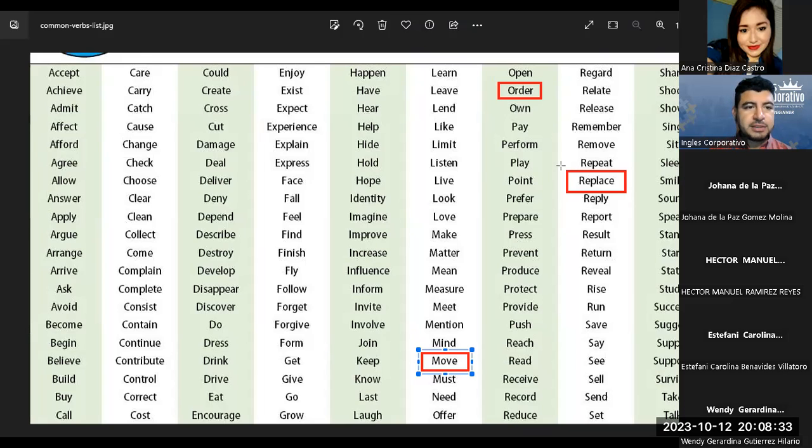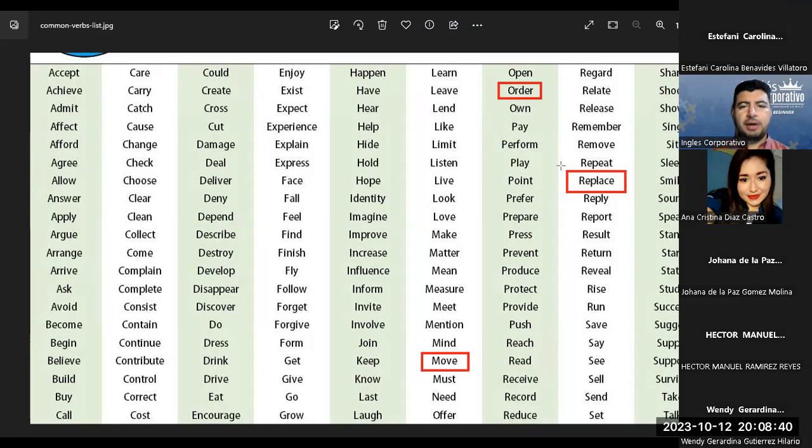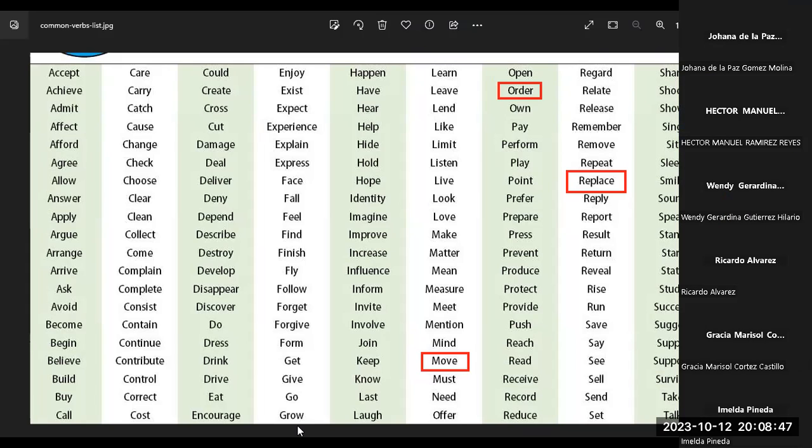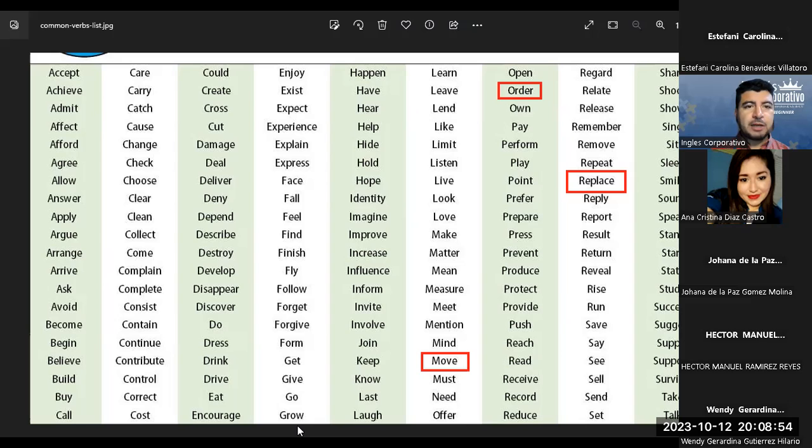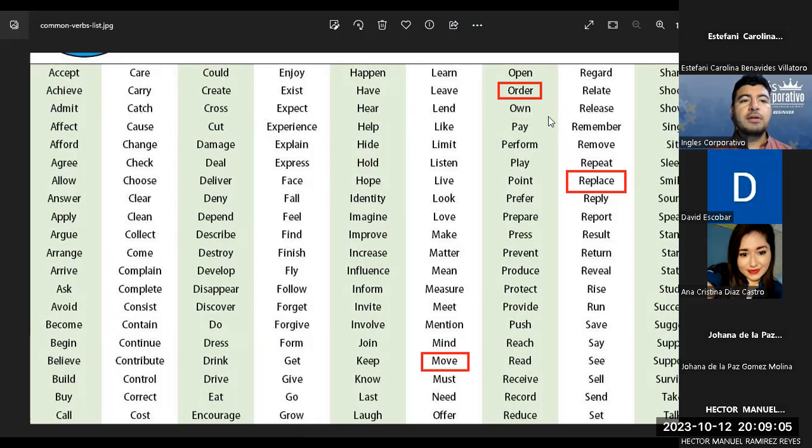Maybe we can have the participation of Cristina. Hello, any idea of any other verb? ¿Algún verbo que ustedes conozcan? We have also maybe David. Or Gracia, ¿alguna idea, algún verbo que ustedes conozcan que puede sonar como una indicación, como una orden? Listen. Listen, escucha ya, why not? Clean. ¿Cuál, Héctor? Clean, limpiar. Ah, sí, limpiar, okay.